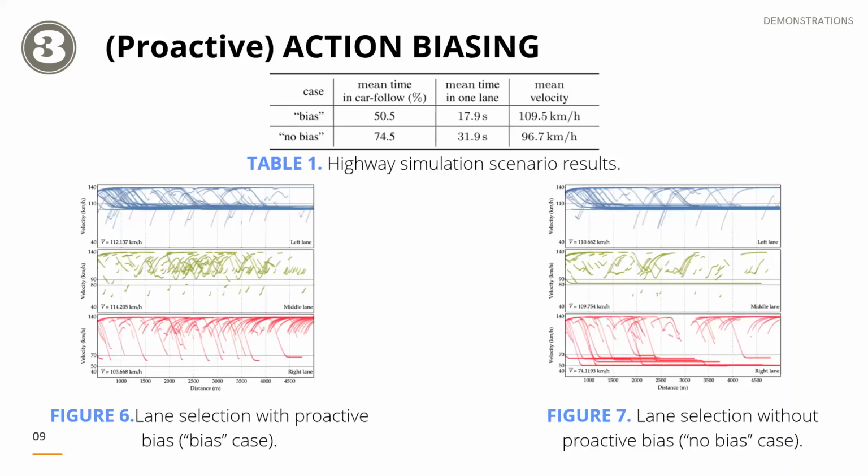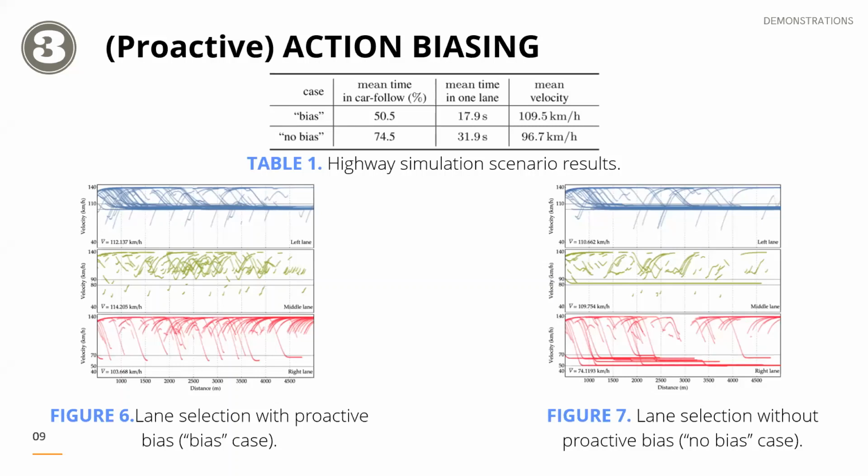The third column is the average traveling velocity. For bias, it's 109.5 kilometers per hour, and for no bias, it's 96.7 kilometers per hour. Thus, the result is that biasing yields a reduction of 32% of the car following time, which is obtained with more frequent lane changes and higher average speed.